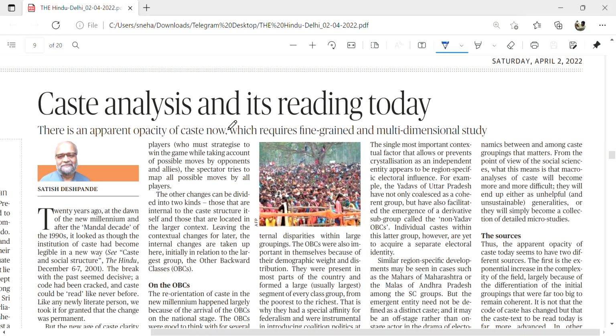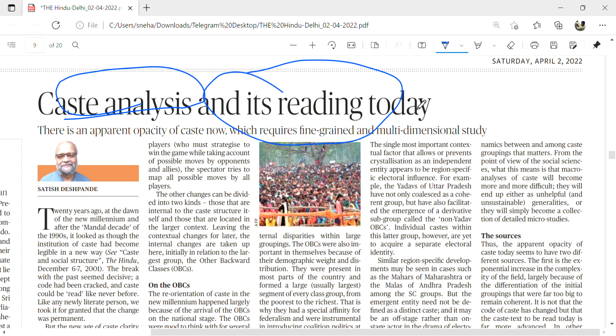So in this regard, we can say that we will have a clear understanding about how we are treating people based upon the factors, based upon the studies, and based upon how we usually treat people according to their way of lifestyle, according to the way of living. That is all about the caste analysis and its reading today and how it is being treated today.